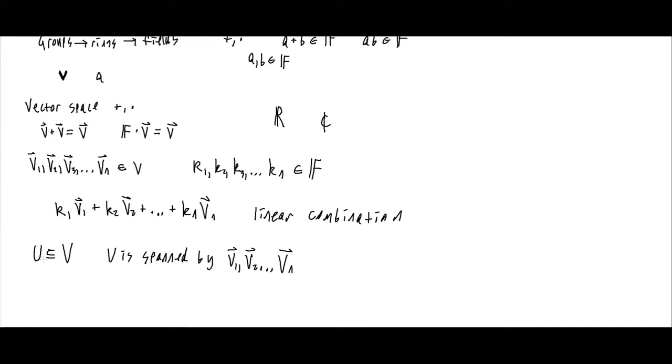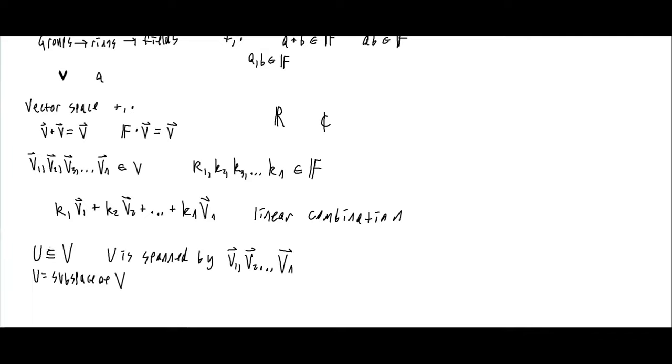So U is a subspace of V. And so anything that is a linear combination of these will be a member of our subspace U of V.